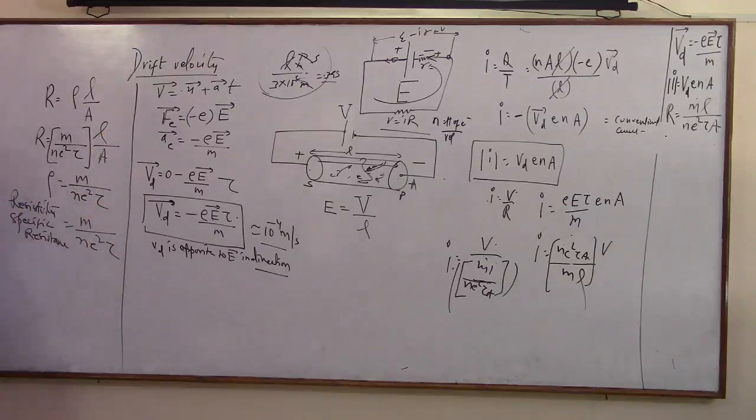But first let us write one more expression. That is reciprocal of resistivity in physics is called conductivity, sigma. The sigma is 1 by rho, so that is NE square tau divided by M. So this is your sigma that we call conductivity.